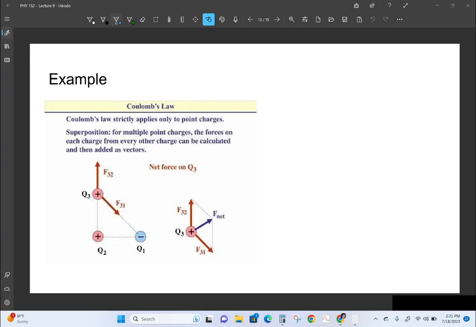What if the forces are not in the same direction? What if they're at angles to each other? Well, remember when we have forces that are acting at angles to each other, then we need to use vector component addition to add them.